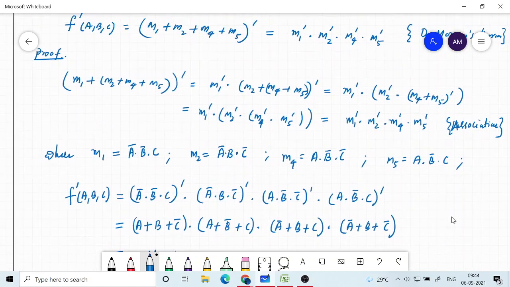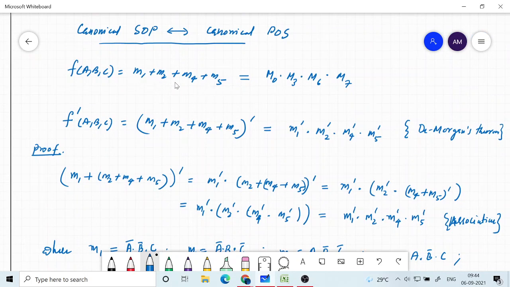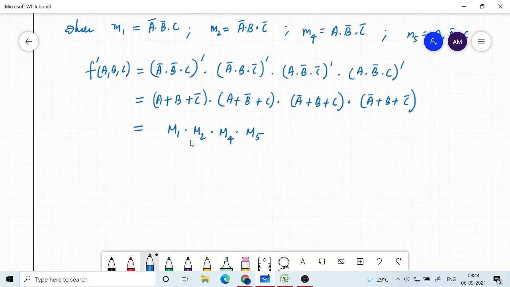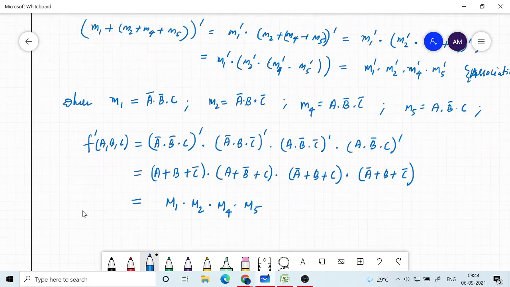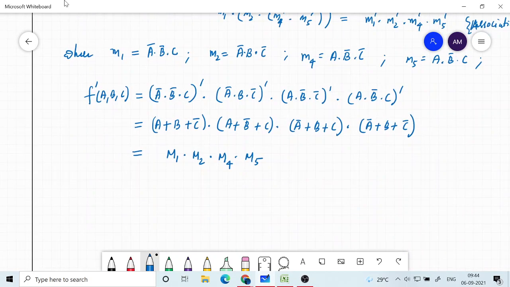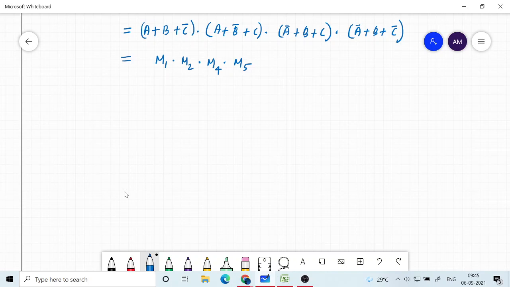So what did we do? What we did is basically we started with F, which is M1 plus M2 plus M4 plus M5, and then if you take the complement of that function, that can be written in POS form as the same, right? So M1, M2, M4, M5. Only thing is that the same max term is actually present, where whichever min term was present, the corresponding max term is now present. Okay, so I hope you are able to get what I am trying to do.